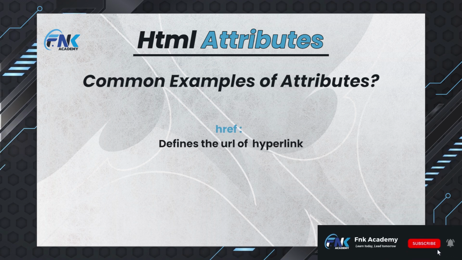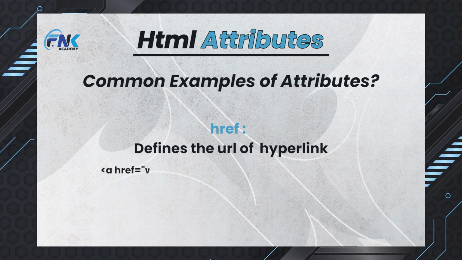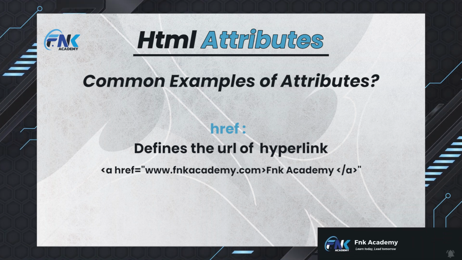Number 2. href attribute. The href attribute is used to define the URL of a hyperlink. In the following example, the href attribute specifies the URL of the page the link goes to.